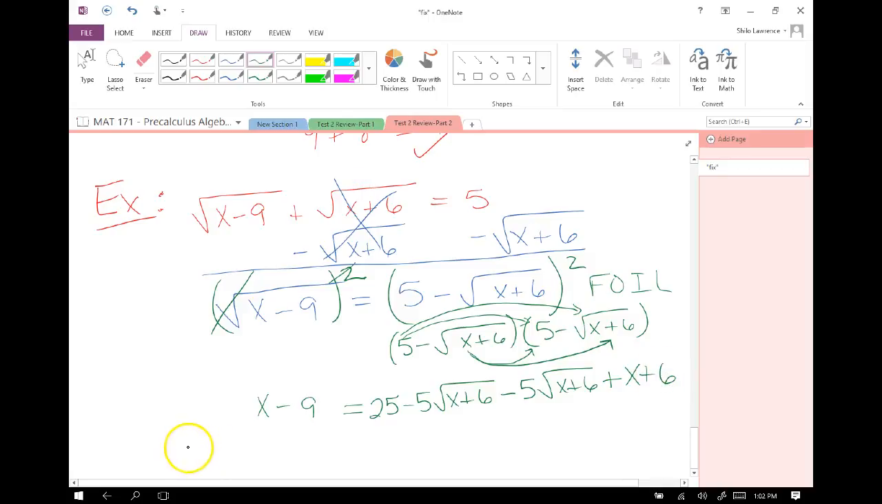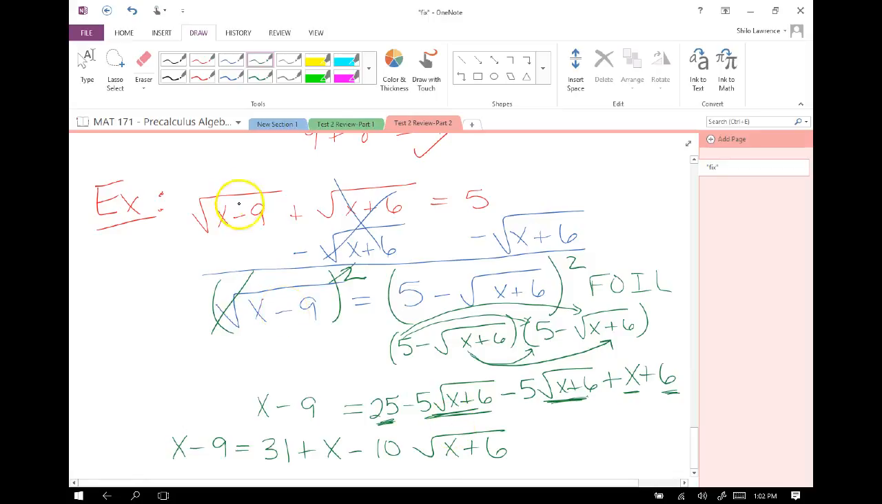So let me clean that up a little bit. We've got x minus 9 equals, I'm going to put my 25 and my 6 together. That's 31. I'm going to write my x next, plus x. And then these are like terms. I've got minus 10 radical x plus 6. So I have gotten rid of the root around the x minus 9.